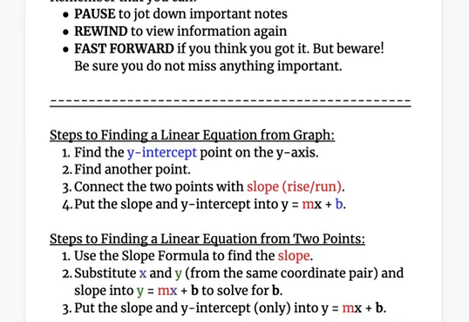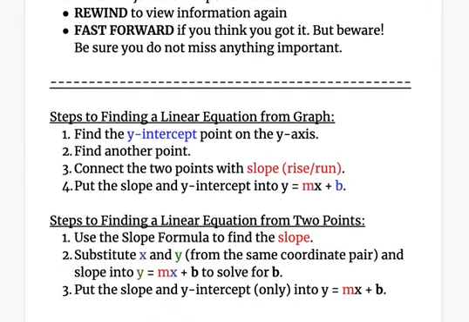The second type of question that we're going to go over is how to find a linear equation from 2 points. The first step there is to use the slope formula from those 2 points to find the slope. And then here's where it gets a little tricky. You're going to substitute the x and y value from the same coordinate pair, and you're also going to substitute the slope into y equals mx plus b. And you're going to use that to solve for b.